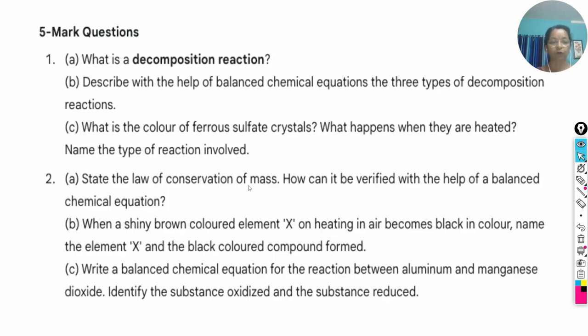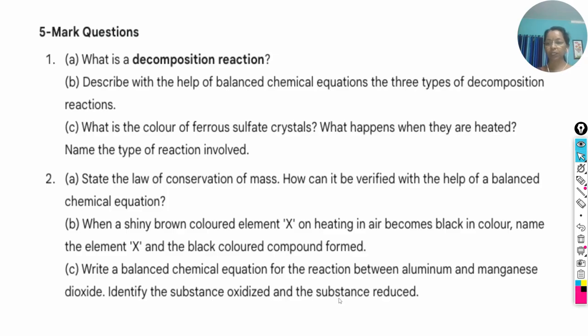State the law of conservation. How can it be verified with the help of a balanced chemical equation? When a shiny brown colored element is heated in the air it becomes black in color, which we discussed previously. Write a balanced chemical equation for the reaction between aluminum and manganese dioxide. Identify the substance oxidized and substance reduced.